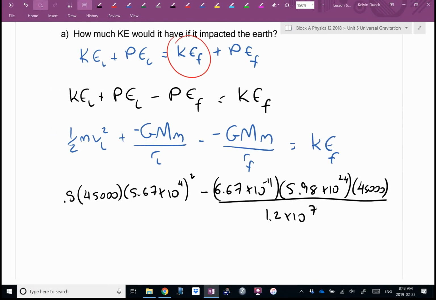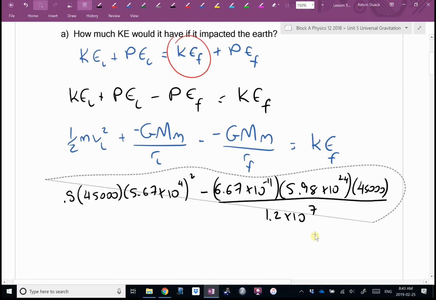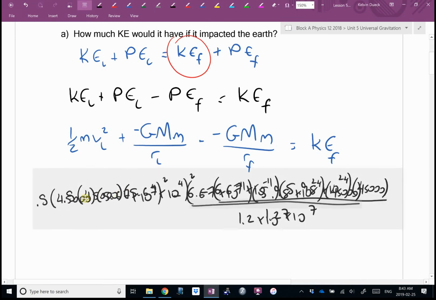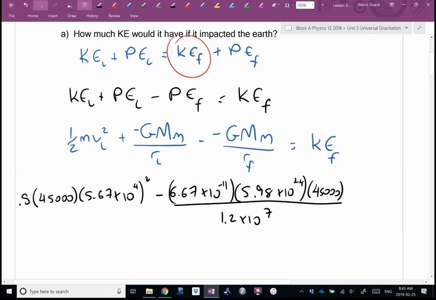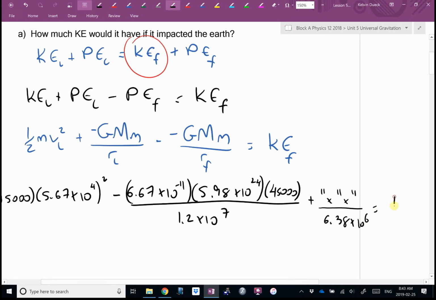And I'm running out of room here, so I'm going to have to use some digital ink magic and give myself as much room as possible. Then I have a minus minus, which is a plus, and I'm going to go ditto mark times ditto mark times ditto mark, all divided by 6.38 times 10 to the 6th. That equals, and I'm still running out of room, KE final.